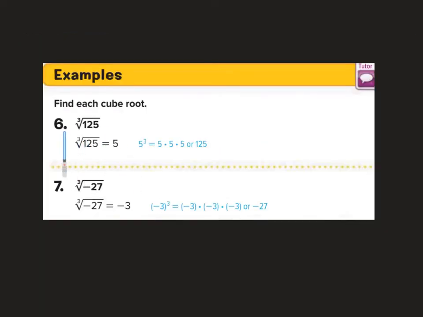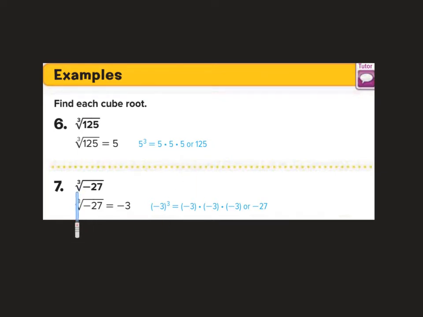So for our first 2 examples, we're being asked to find each cube root. First, we've got the cube root of 125. And I know from experience that the cube root of 125 is 5 because 5 to the third, or 5 times 5 times 5, is 125.